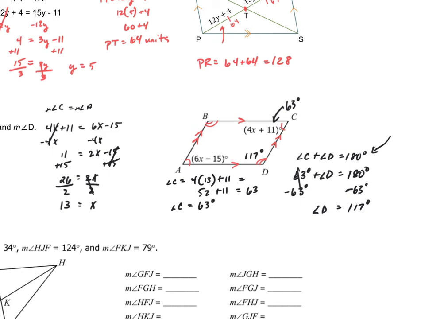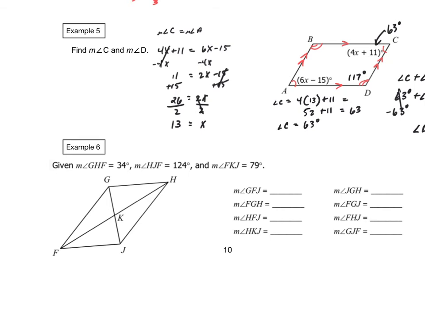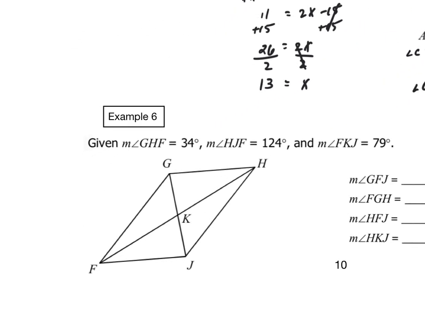Whew, goodness, one more example here and we can move on about our business. Now, let's see here. It says, given this, the measurement of GHF is 34, and the measurement of HJF is 124, and the measurement of FKJ is 79, and it wants me to find a bunch of these other measurements. So I'm going to go ahead and label what we have here.